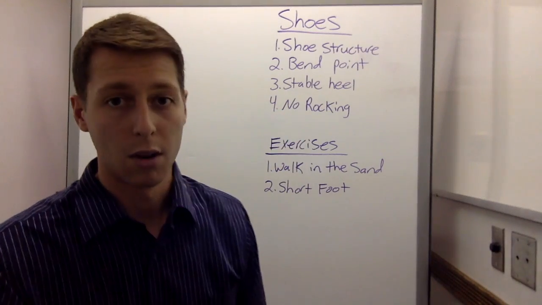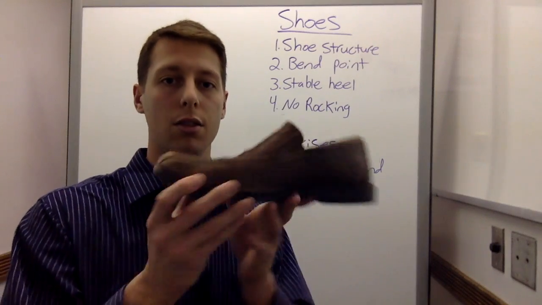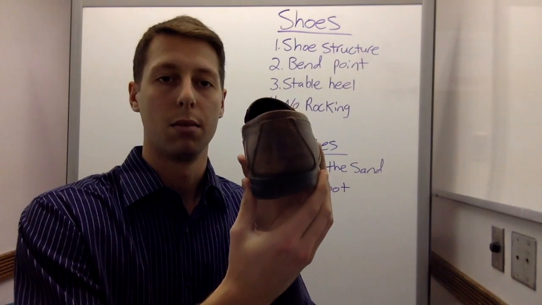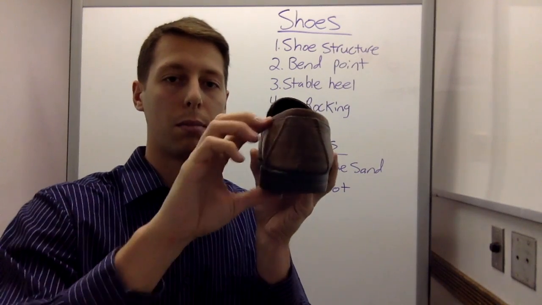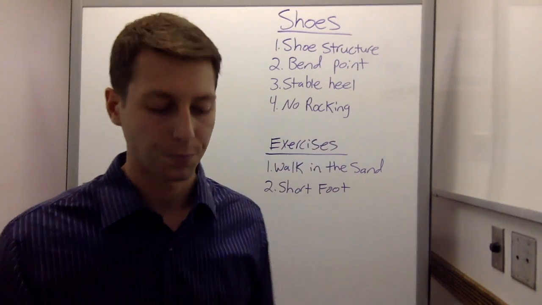The fourth one is no rocking. What no rocking means is, if you take the heel part of the shoe and put it on a flat surface, you shouldn't be able to push it so that it rocks back and forth really easily. It should be pretty flat back here.